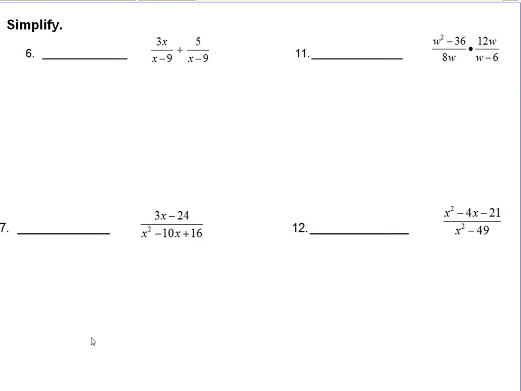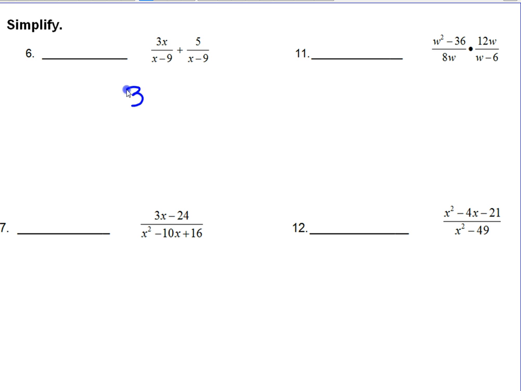So now we're going to talk about what happens if we have these complicated fractions that we're multiplying and adding. In number 6, we're going to start with an addition problem. And that's an important note: you have to really look and say, what am I being asked to do? Am I being asked to add or subtract?